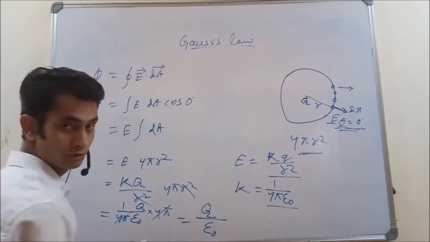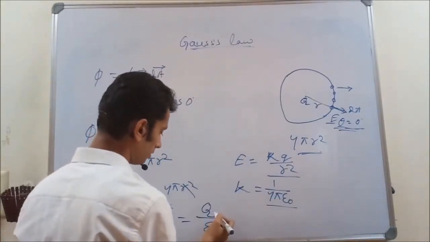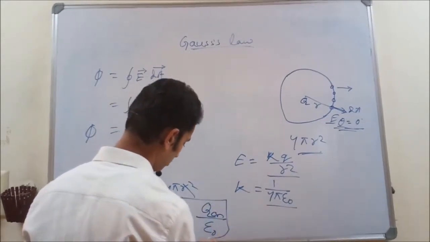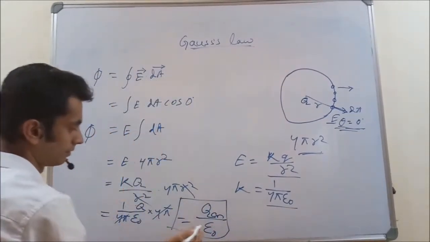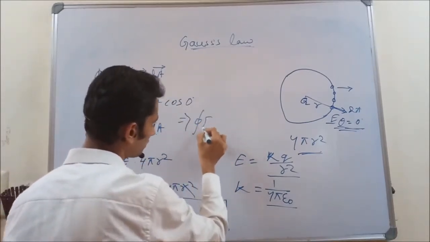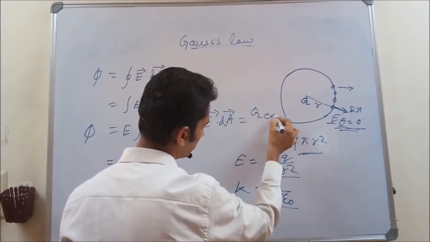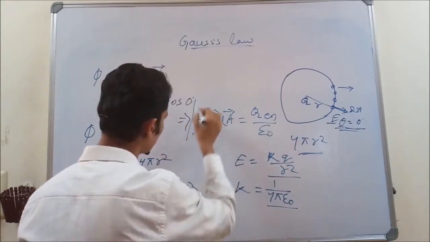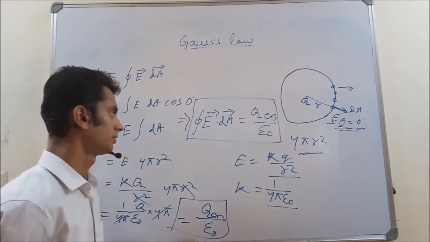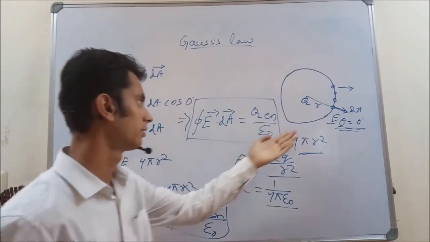Because we are taking a closed 3D surface, the q has to be placed inside the closed surface. Then here it is q enclosed by epsilon 0. So we can derive Gauss law from here, or we can simply write the closed surface integral of E dot dA is equal to q enclosed by epsilon 0. This is the mathematical representation of Gauss law, and we can prove Gauss law by this.